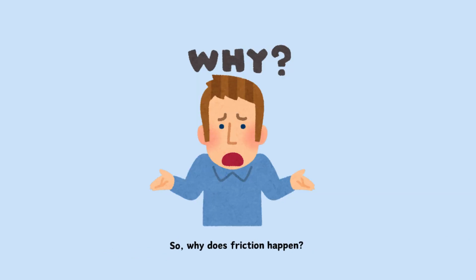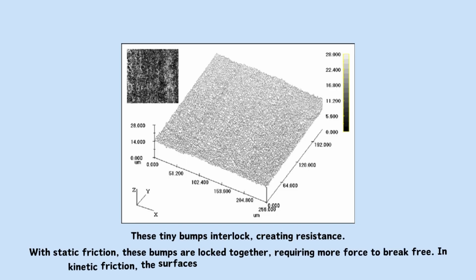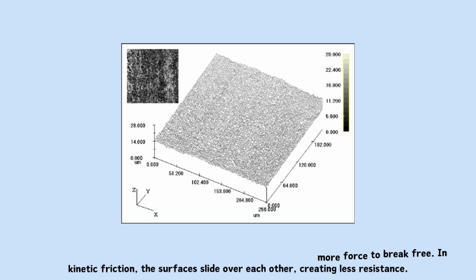So, why does friction happen? Surfaces may look smooth, but under the microscope, they're rough and jagged. These tiny bumps interlock, creating resistance. With static friction, these bumps are locked together, requiring more force to break free. In kinetic friction, the surfaces slide over each other, creating less resistance.